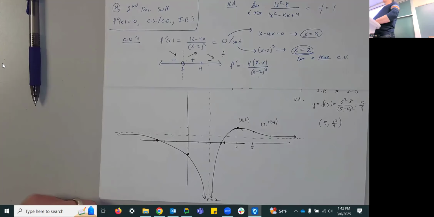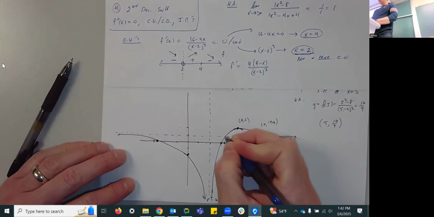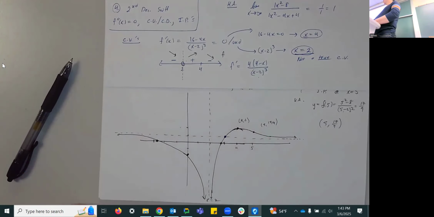Something that probably nobody cares about, but I'm going to point out is this graph, like many graphs, crosses its own horizontal asymptote. Totally fine to do that. Happens all the time. Right there. Could we find that point? Sure. Do we need to find it?